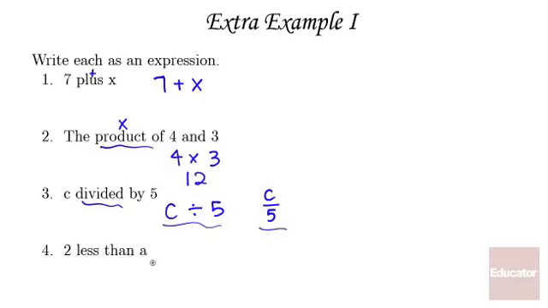And 2 less than a. We know that less than means minus, but then here we see the word than. Whenever we see that, we're going to switch the order. It's not going to be 2 minus a. It's going to be a minus 2. So this one comes first, and this one comes last. If you write 2 minus a, that's actually going to be wrong. So you have to make sure that you switch them. So it becomes a minus 2.